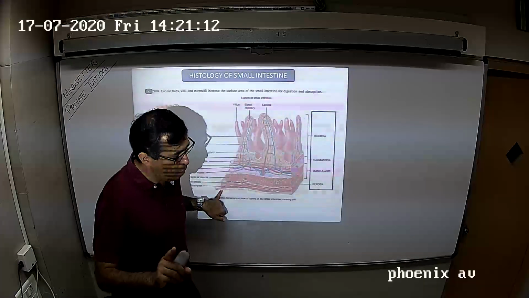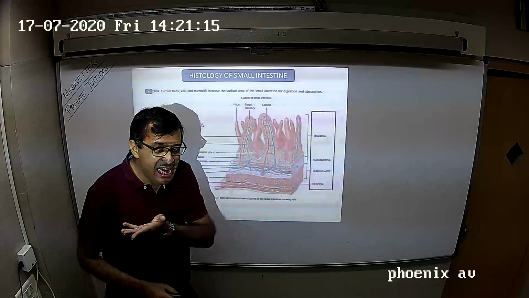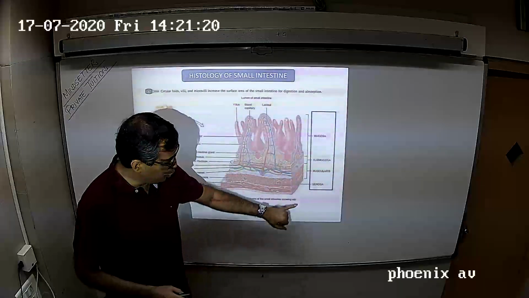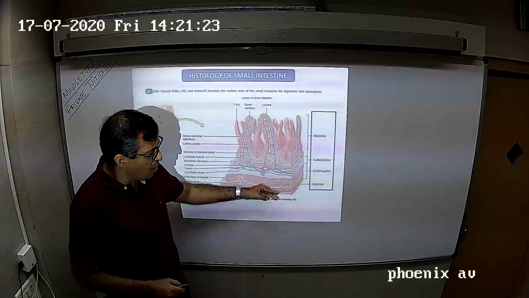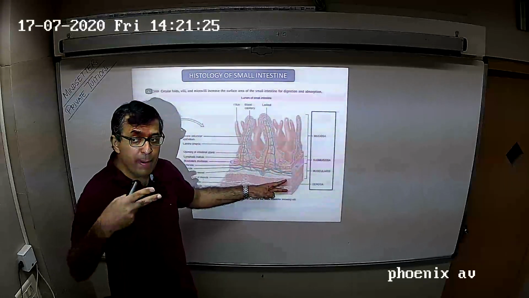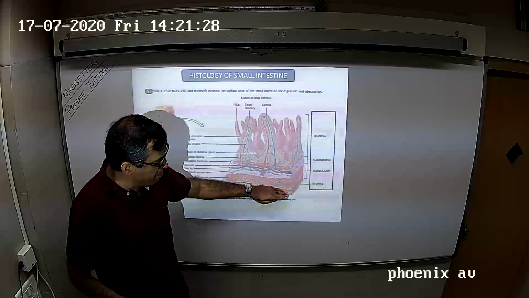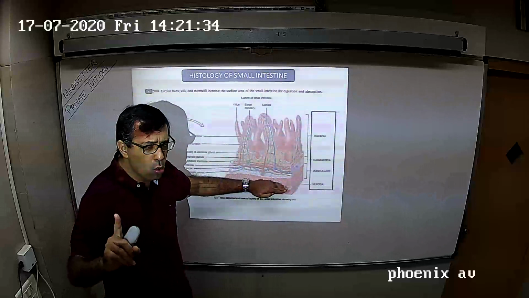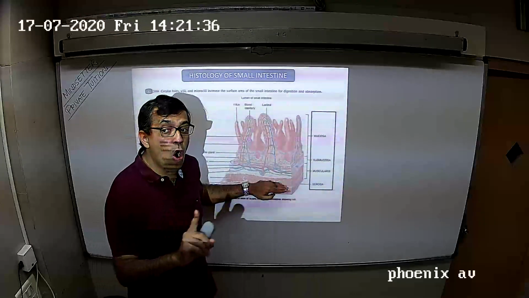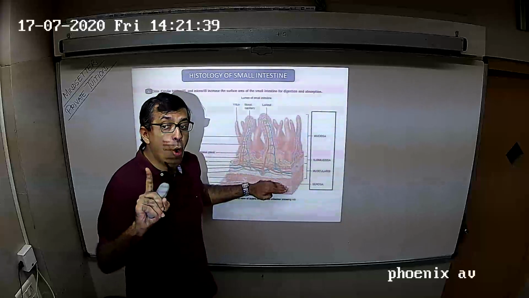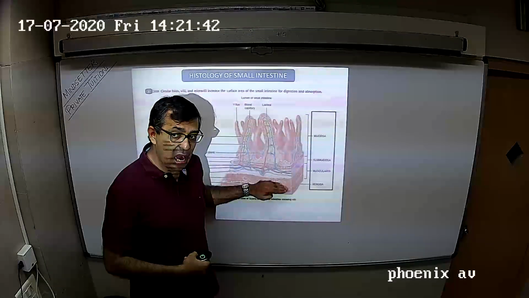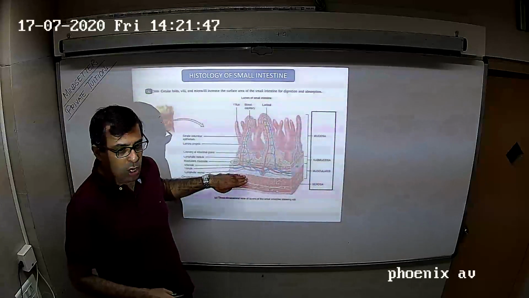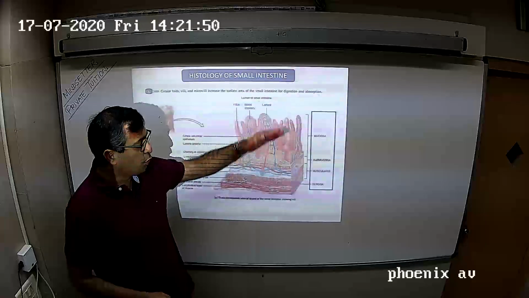Serosa is made up of, I hope you remember, mesothelium and white fibrous connective tissue. Muscularis layer is made up of 2 layers, namely longitudinal muscles and circular muscles. Golden birds, there are no oblique muscles. Oblique muscles were found only in the stomach. In case of the intestine, there are no oblique muscles found. So we have only longitudinal and circular muscles.